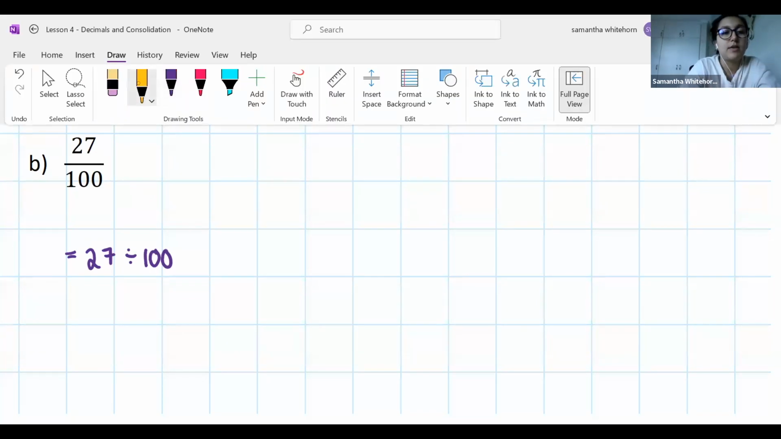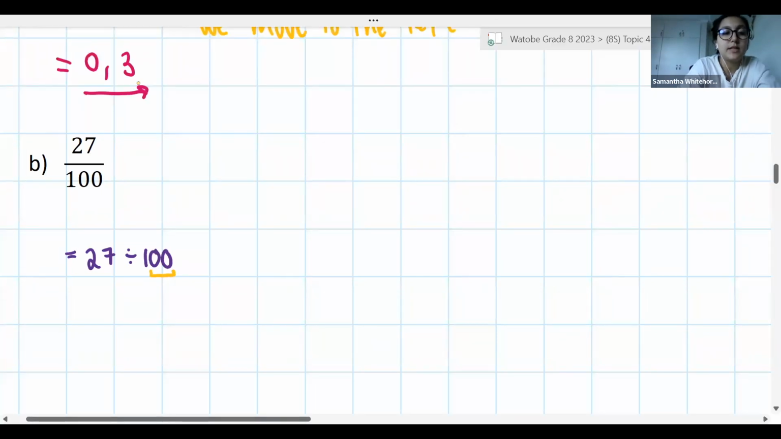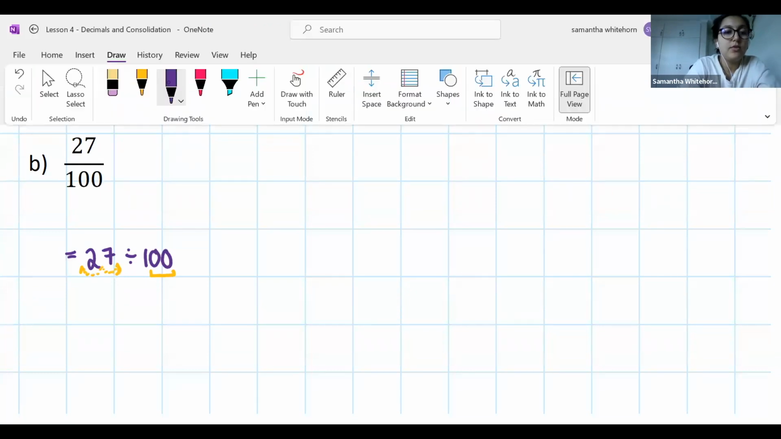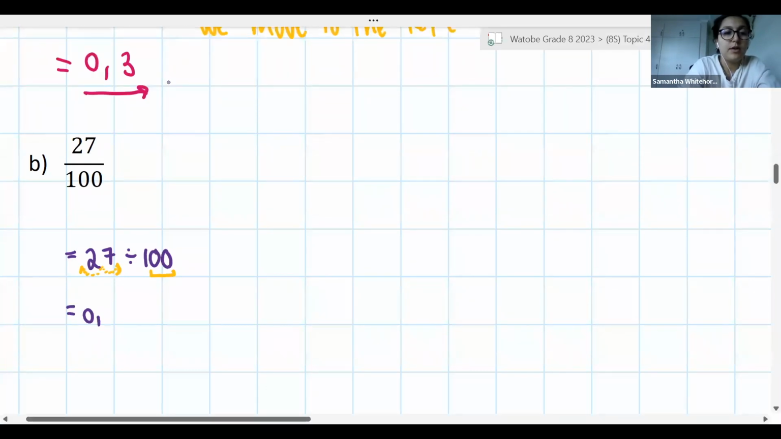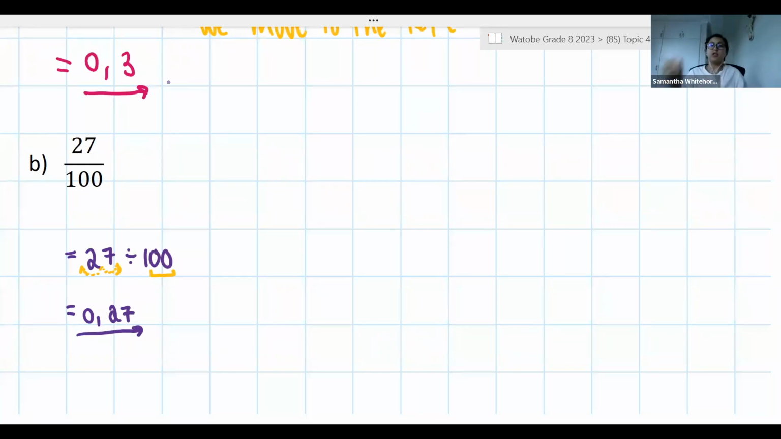And the reason I like to write it out with the division sign is because I can see that I've got 2 zeros. So I can see that my comma, which is now at the end of the 27, must move 1, 2 units left. And so I know then that I've got 0,27 as my decimal. I took my comma or my decimal point and I moved it 2 units to the left because the 2 zeros in my 100 told me to move it 2 units to the left.